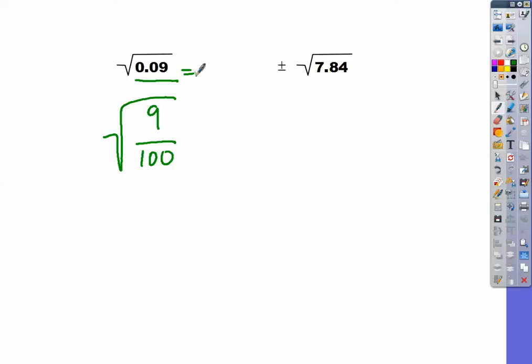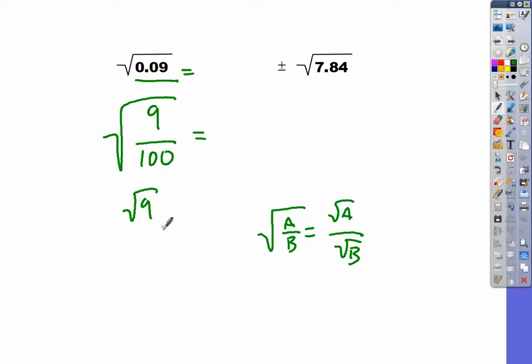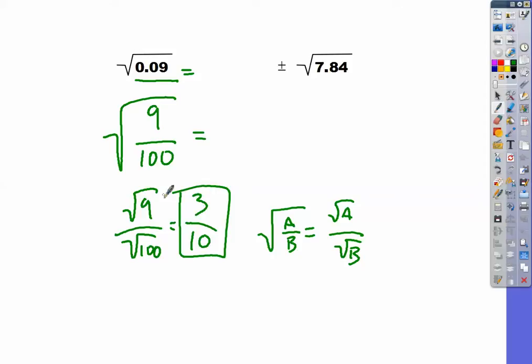Well, we learned today that the square root of a over b is equal to the square root of a over the square root of b. So another way of writing this expression is the square root of 9 over the square root of 100. Well, what is the square root of 9? 3. What is the square root of 100? 10. So there we have our answer. Now just to double check, we have no sign out here, therefore we're only looking for the positive answer.